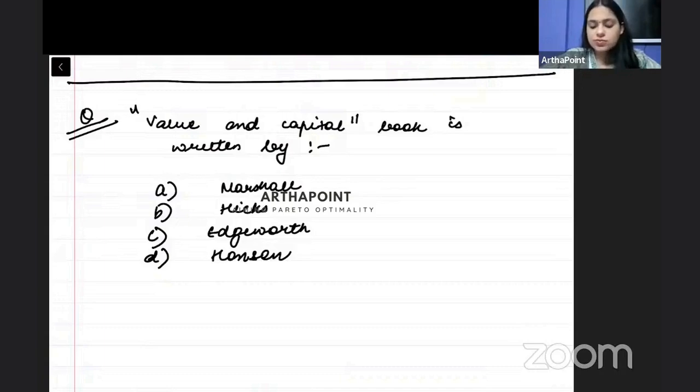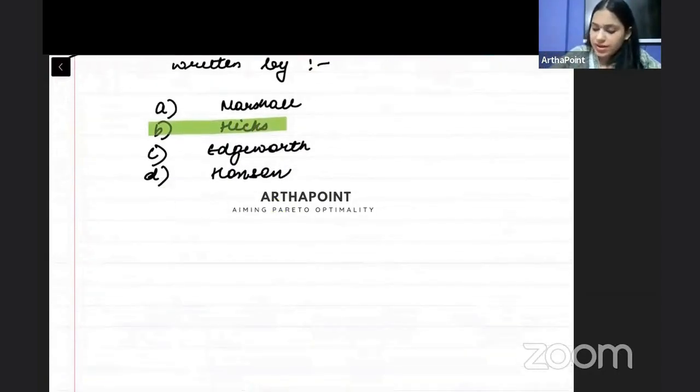Try to answer this question. Anyone? Who has written the book Value and Capital? Good. The book Value and Capital has been written by Hicks in the year 1939, and it is a classic exposition of microeconomics theory. Microeconomics theory के लिए एक बहुत ही बढ़िया book लिखी गई है Value and Capital. Very good, beta. Okay. Next question, beta.